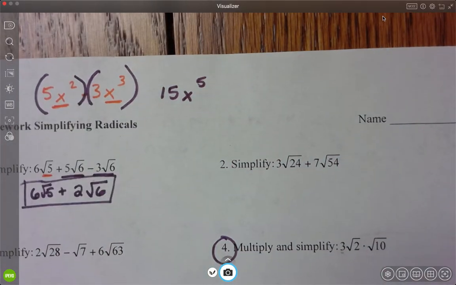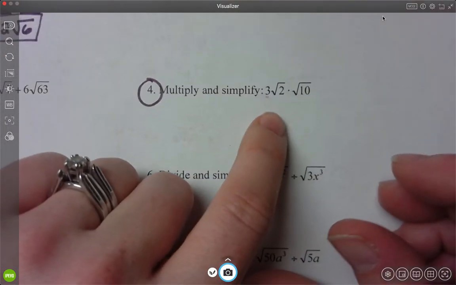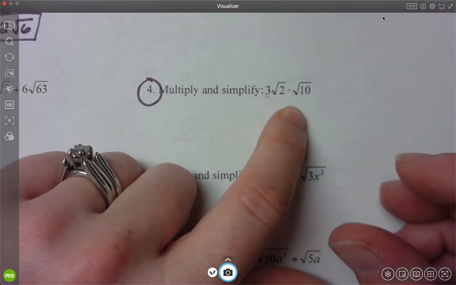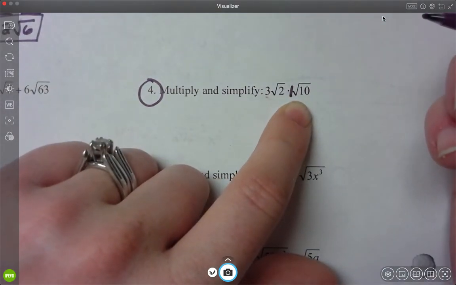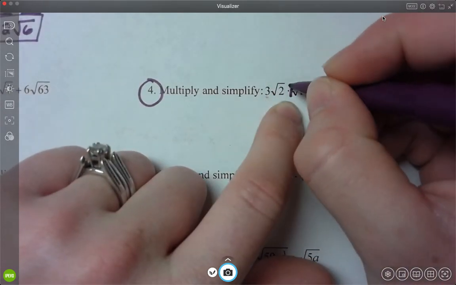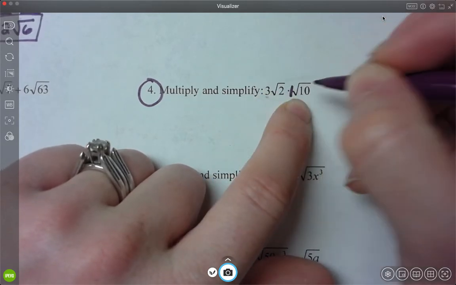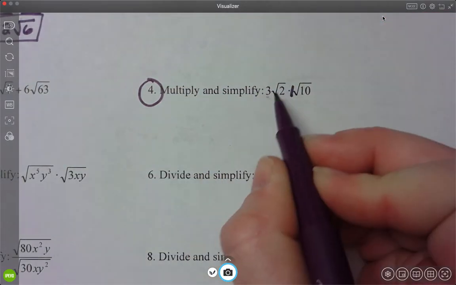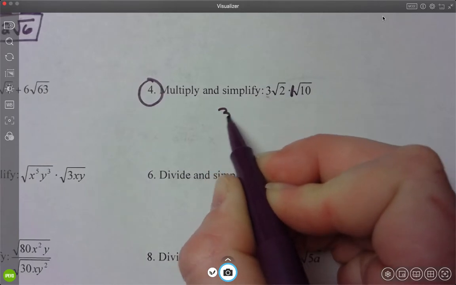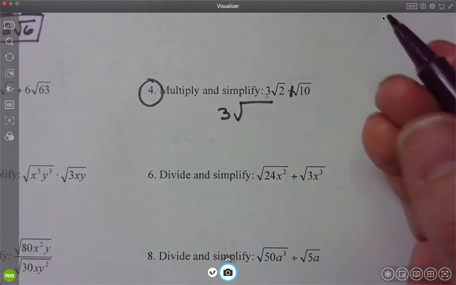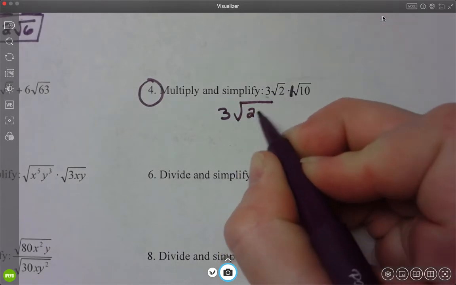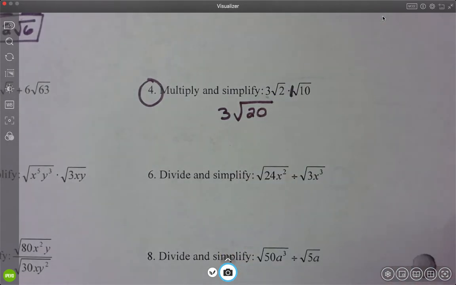Same thing goes for when I have square roots. So think of this as like 1 square root of 10. That's the number on the outside. So I multiply the outside numbers together and I multiply the inside numbers together. So I have 3 times 1, which will just give me 3. And then I have the square root of 2 times the square root of 10, which will give me the square root of 20. Now, I'm not completely done yet because the square root of 20 will break down.